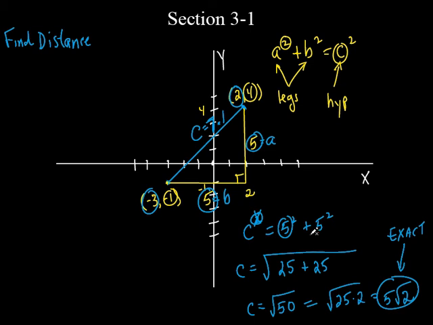Then what did we do with those? Well, we squared them, right? We squared this first 5 and we squared the second 5. And then what did we do to get c by itself? We took the square root, okay? It was all Pythagorean theorem, wasn't it?